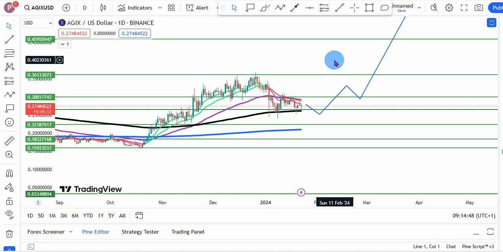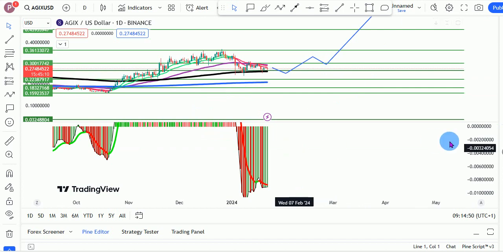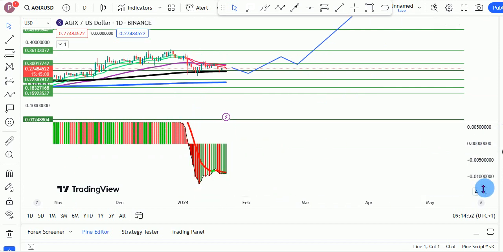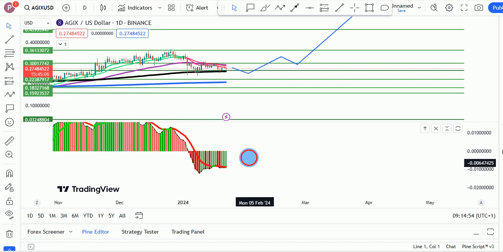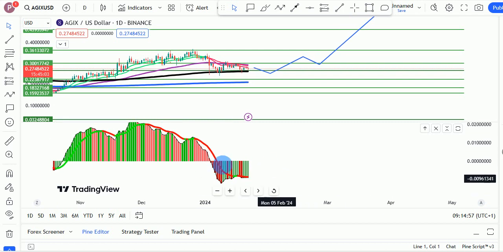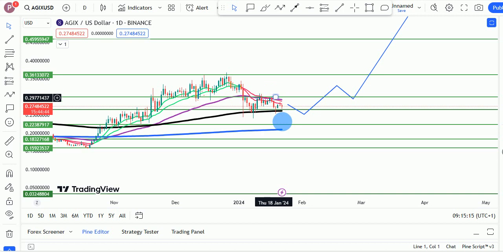One of the reasons is on the volume profile, where we are seeing the bears are still in control, even though we are seeing huge bullish candles coming in. The bulls are trying to buy up every AGIX at these levels, but as you can see, the trend is still bearish a bit. The bears are still in control at the moment, and so we could see some little downside.